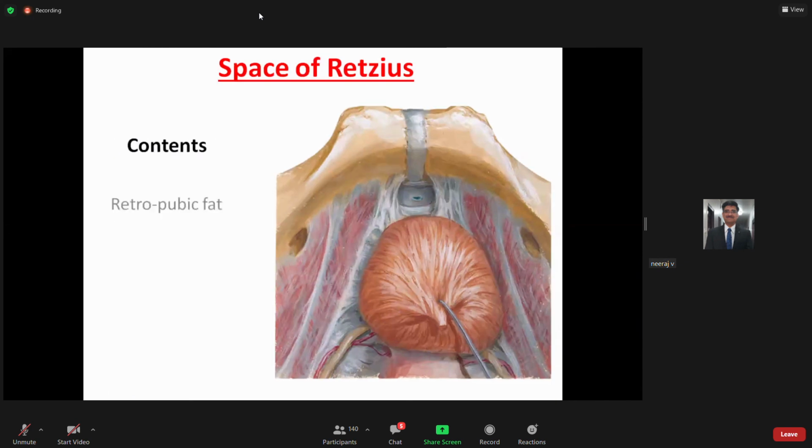Now, what it basically contains is the retropubic fat, and one very important thing, the vesical venous plexus. So the venous plexus which is draining your urinary bladder lies within this potential space of Retzius. And this space can be utilized by the surgeon if they are doing some operative procedure in this area.